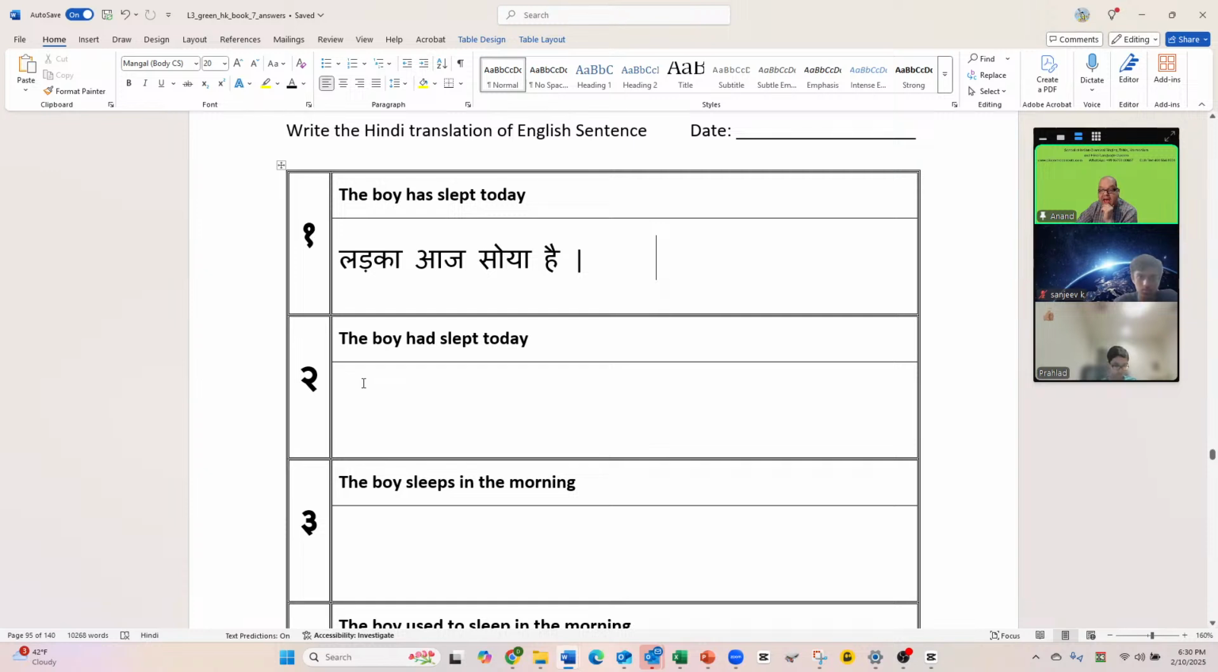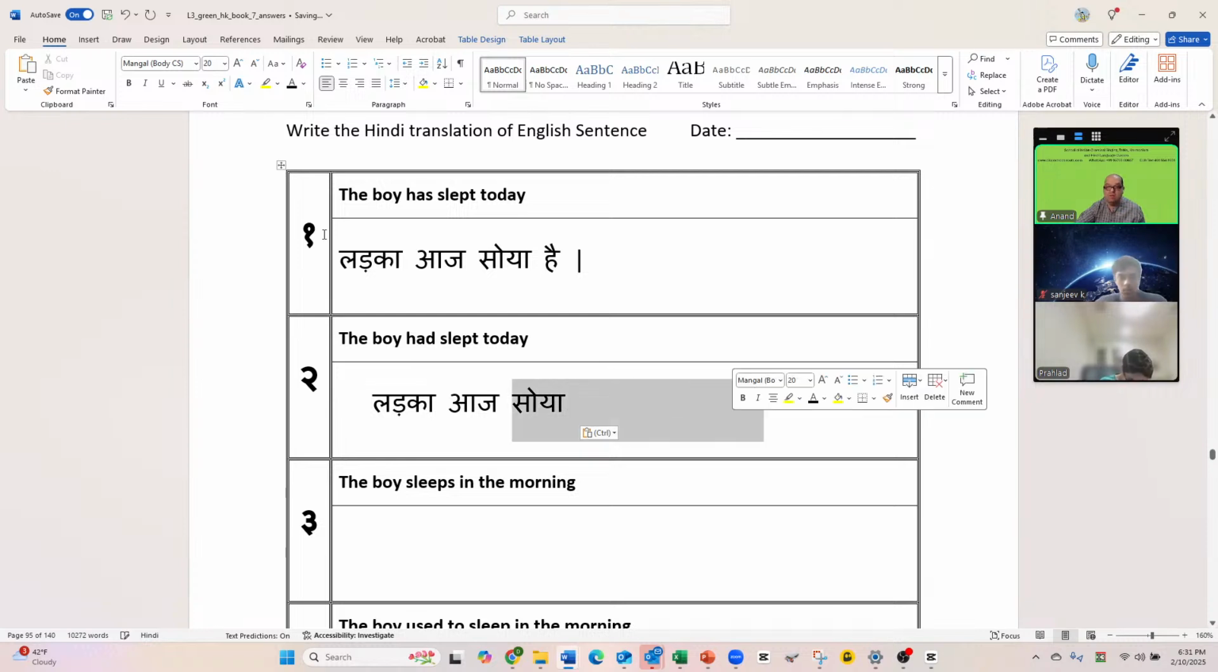The boy had slept today. So what is the difference between sentence one and sentence two? Only one word, right? Has and had. Think about it. So has is present tense. What is had? Past tense. So simply we'll take this part of the sentence, and what is past tense of hai? Tha. So we'll simply change hai to tha.